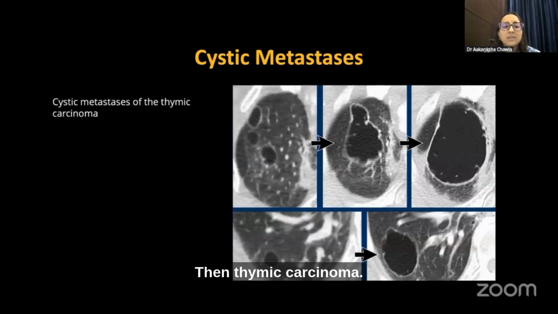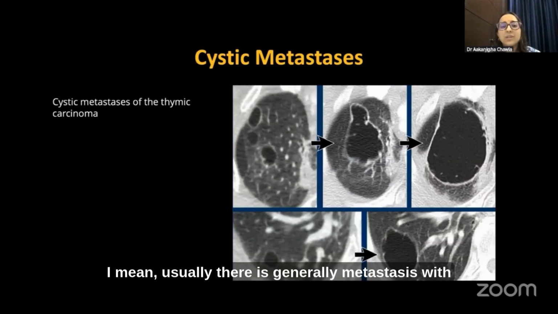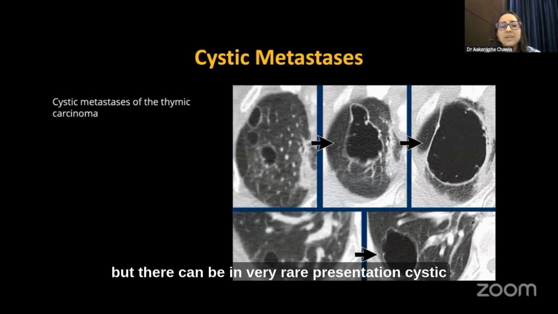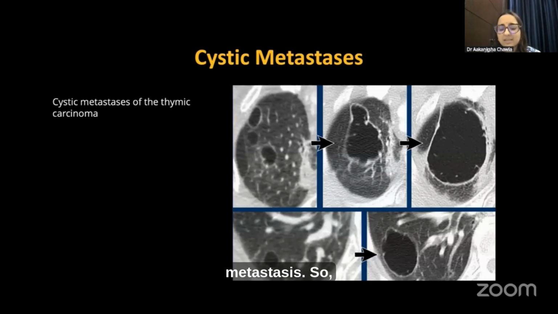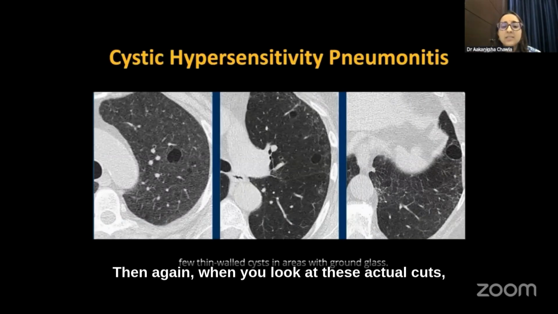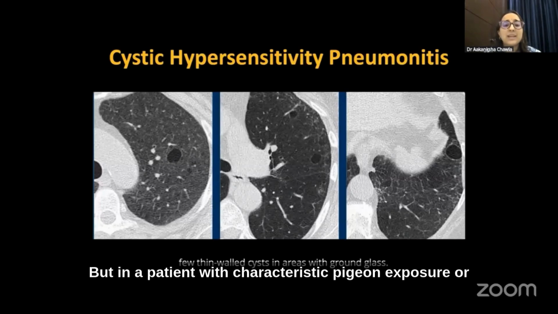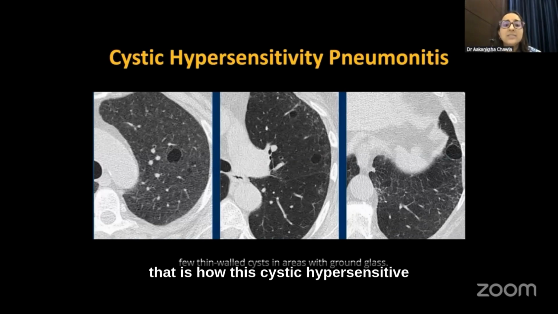Then thymic carcinoma, this was actually a case. Usually metastasis presents with nodules or cavities, but in a very rare presentation there can be cystic metastasis. So this was a case of thymic carcinoma with cystic metastasis like this. Then again, when you look at these axial cuts, you see ground glassing with cysts and you think of DIP and LIP. But in a patient with characteristic pigeon exposure or diagnosis of hypersensitivity pneumonitis, that is how this cystic hypersensitivity pneumonitis diagnosis was made.